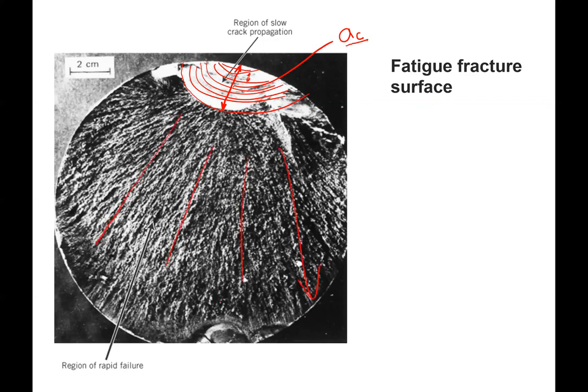So just the rapid fracture. So this whole part of the sample would have cracked within 1 cycle once you've reached the critical size. So up until the critical size, you really don't know anything's wrong with the sample. And then suddenly you get this catastrophic failure.